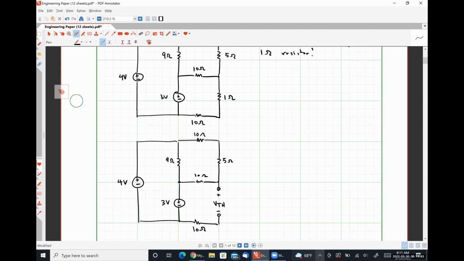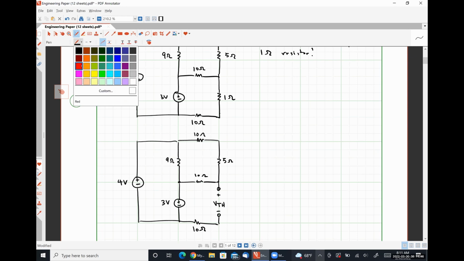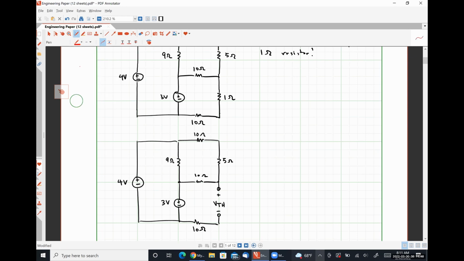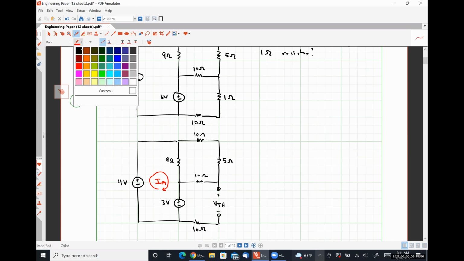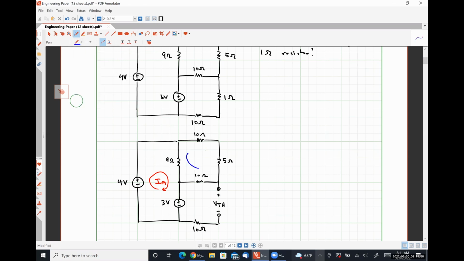So if we're going to apply mesh analysis, I'm going to identify my mesh currents. Why don't I put a mesh current in the bottom right-hand corner? Because there's an open circuit there that's going to force that mesh current to be 0, which is effectively what you guys all said. Okay.